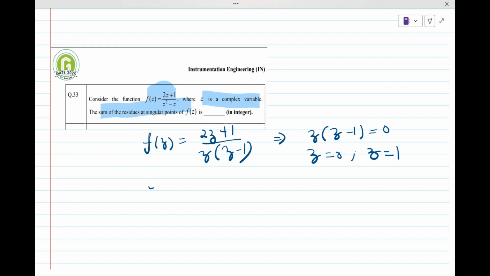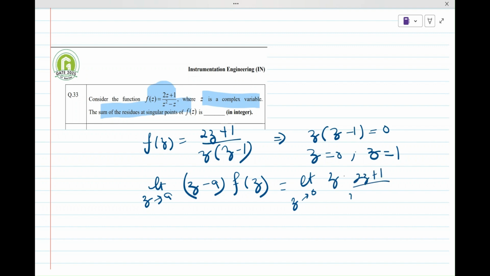So the formula is limit z approaches a, (z minus a) f of z. That is the formula for the simple pole. Now here a is 0, so limit z approaches 0, z into f of z, is (2z plus 1) over z into (z minus 1). Z cancels, z approaches 0, so it becomes 1 by -1, that is equal to -1. This one is your first value.